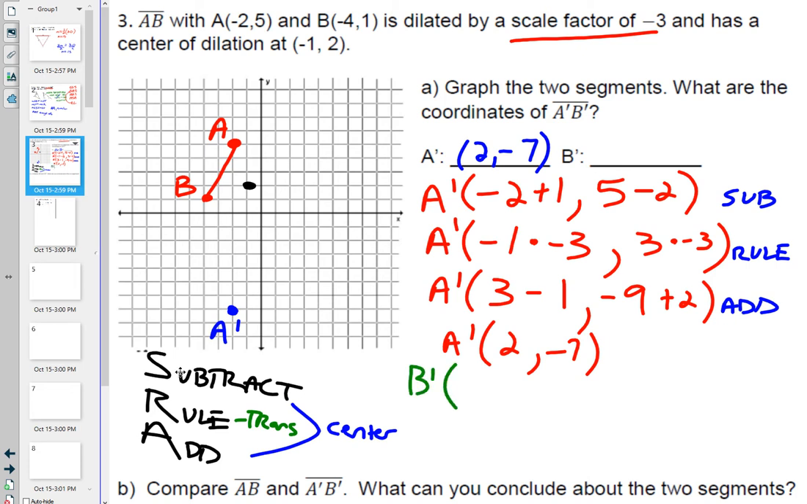Why don't you guys do B prime? The same way I did A prime. Get the B that you started at. First subtract the coordinates in the center. Then apply the rule, which is going to be times negative 3. And then add back the center. And then we'll do it together.